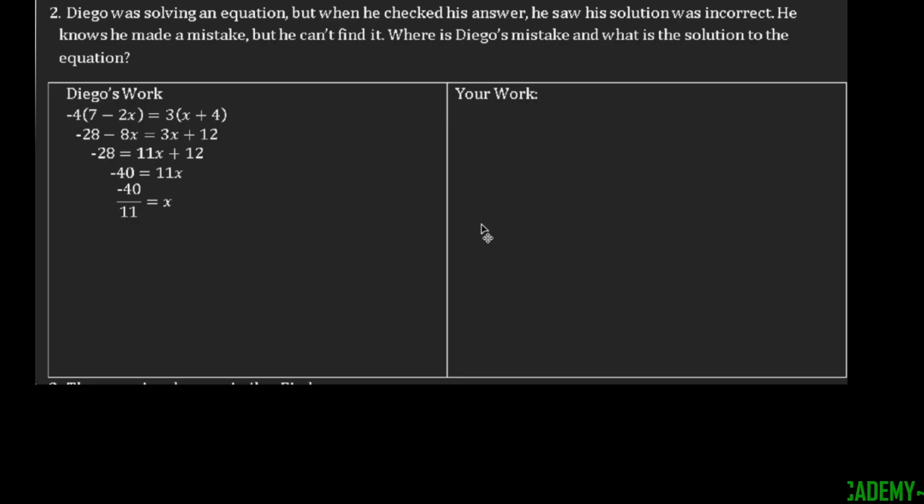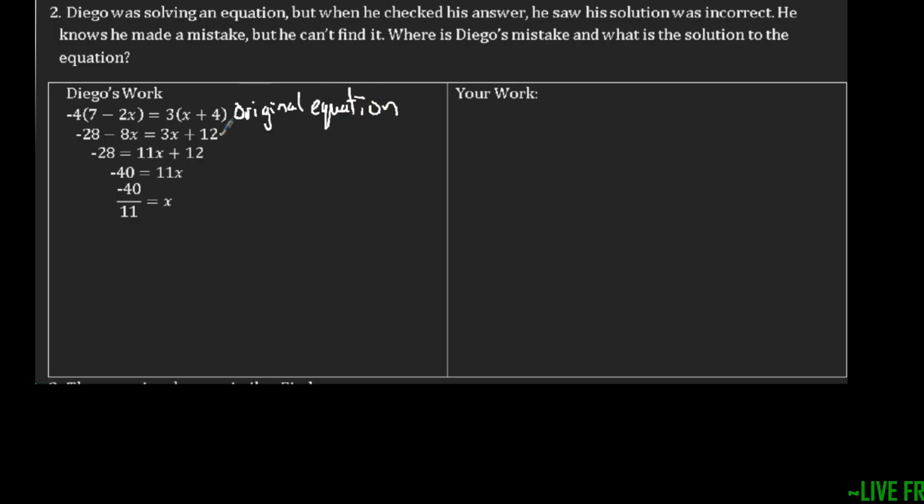So if we look at each of these, we're going to say, okay, this is going to be the original equation. And then the steps after that are going to be the steps of work that I did. So this is step 1, this is step 2, this is step 3, and this is step 4. And so what you have to do is find which step the result is incorrect at.